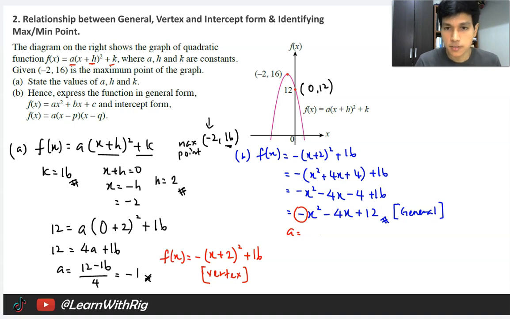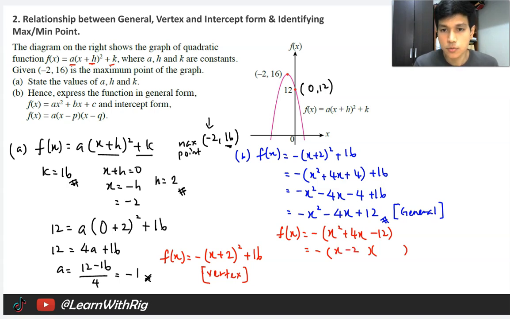In this case, since it's a negative, I'm going to factorize the negative out. So it's going to be negative (x squared plus 4x minus 12). Now you can key it into your calculator and you should get 2 brackets. So your answer should be negative (x minus 2)(x plus 6). So this is your intercept form.